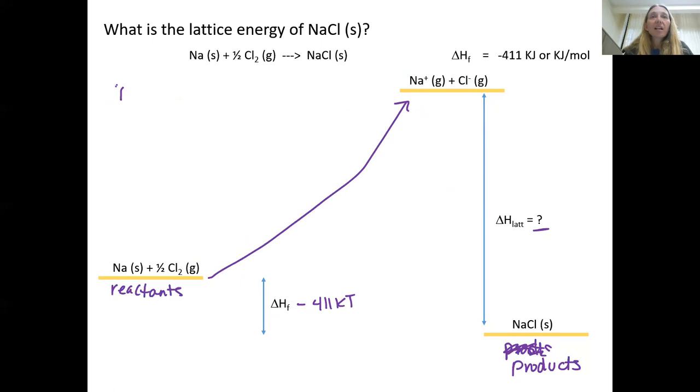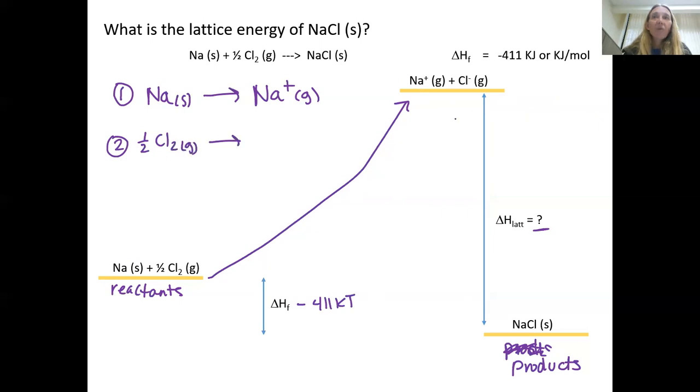So the first thing I'm going to do is look at sodium. I have sodium solid, and I need to figure out the steps it takes to get to sodium plus gas. The second thing I'm going to do is start with 1/2 chlorine gas, and figure out how to get that to chloride. So I'm going to go into my book and look at delta H values in different tables in order to find these processes.